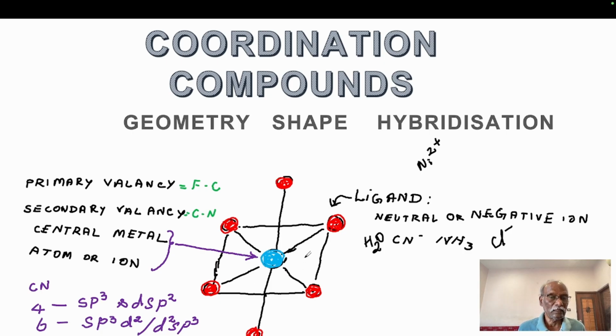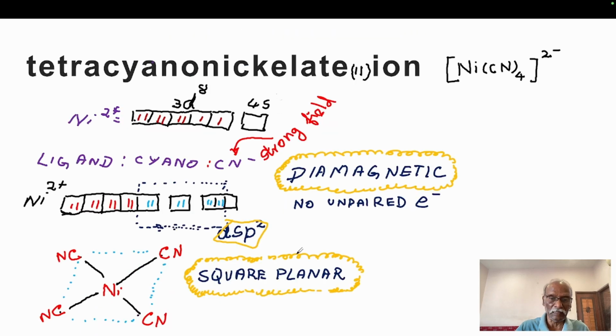Okay, so a coordination compound consists of a central metal atom or ion surrounded by a fixed number of ligands, and these ligands are called the secondary valency of the central atom. The charge carried by the metal is called primary valency. We shall discuss in detail one by one with certain examples.